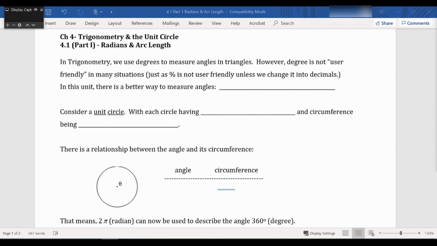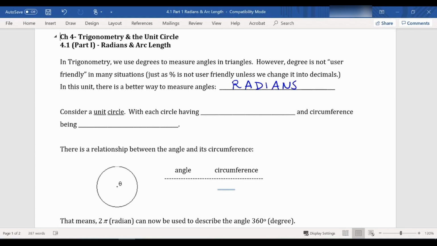So in trigonometry, we usually use degrees to measure angles in triangles. However, a degree is not user-friendly in many situations. So we actually have another unit of measure to measure angles. Similarly to how we can convert between an inch and a centimeter and use those both to measure distances, we can use radians and degrees to measure angles. So our better way that we are going to be looking at is radians.